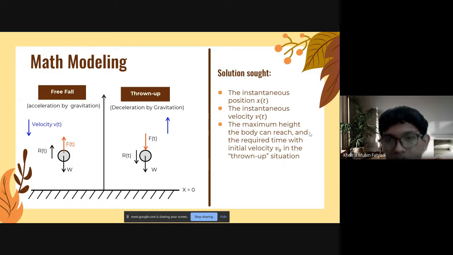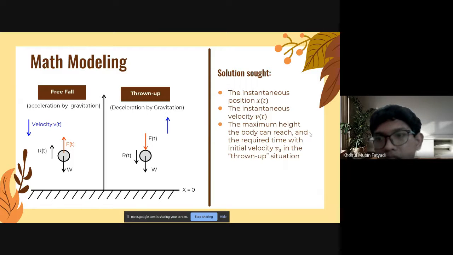When free falling, the ball is accelerated by gravitational acceleration. You can see the velocity goes down, and there are two forces, the weight W and the resistance RT. For the throw up, the body is decelerated by gravitation because the movement is going up.